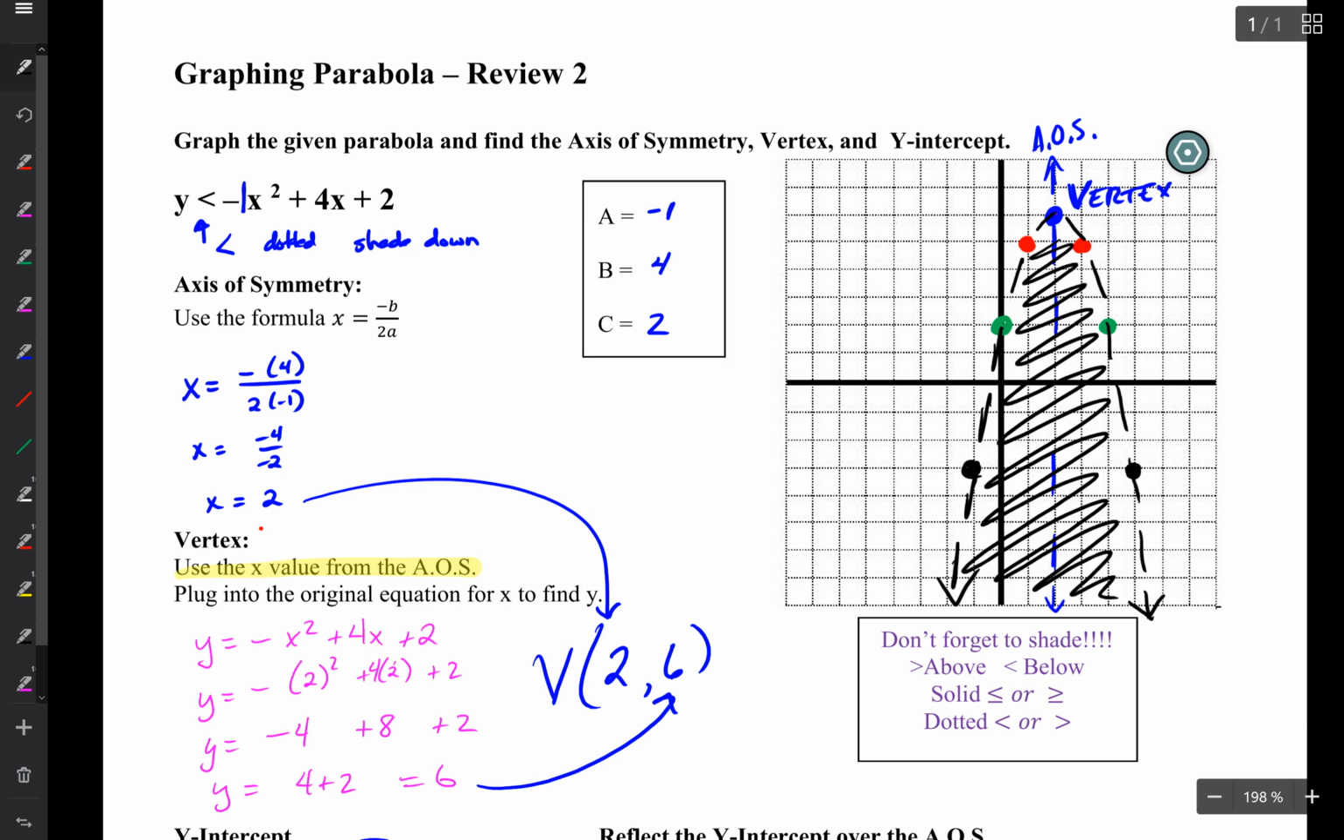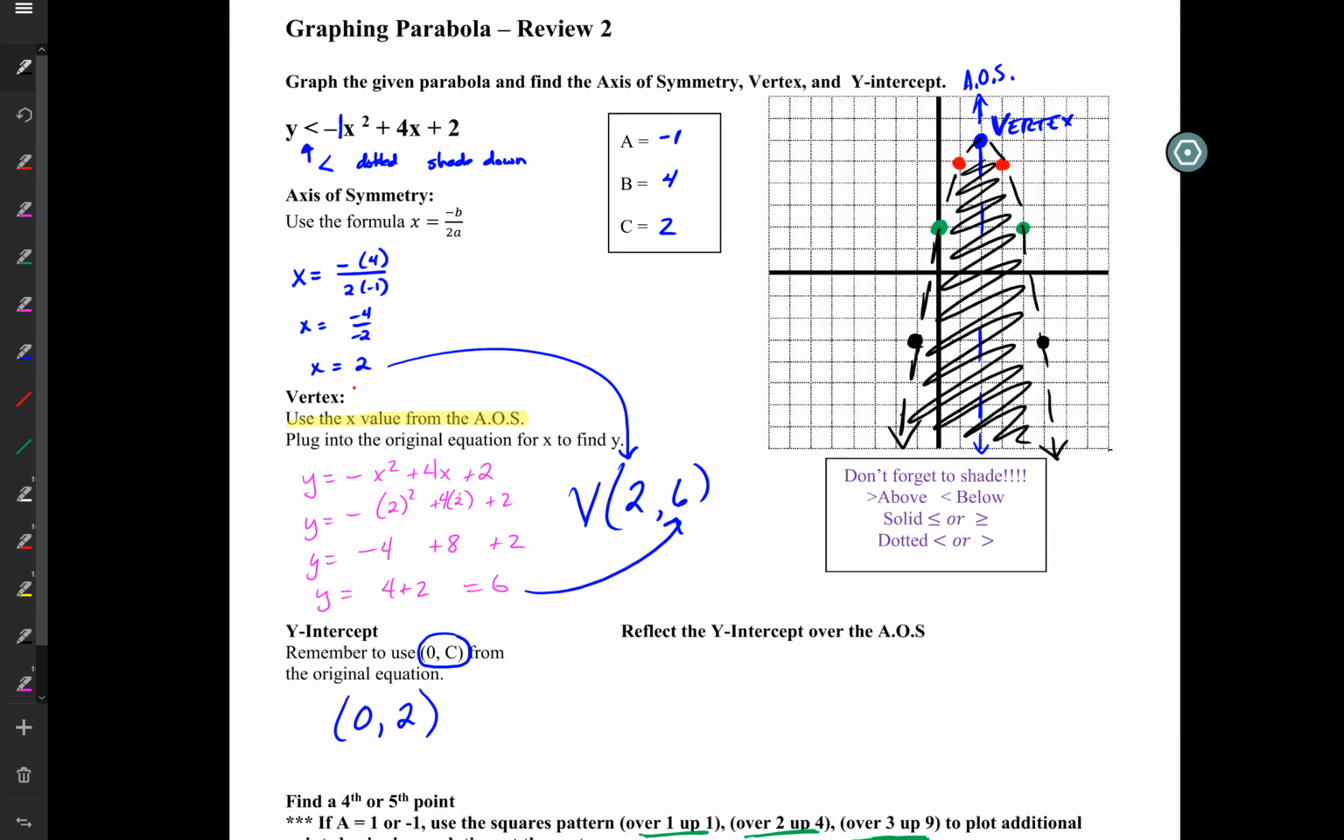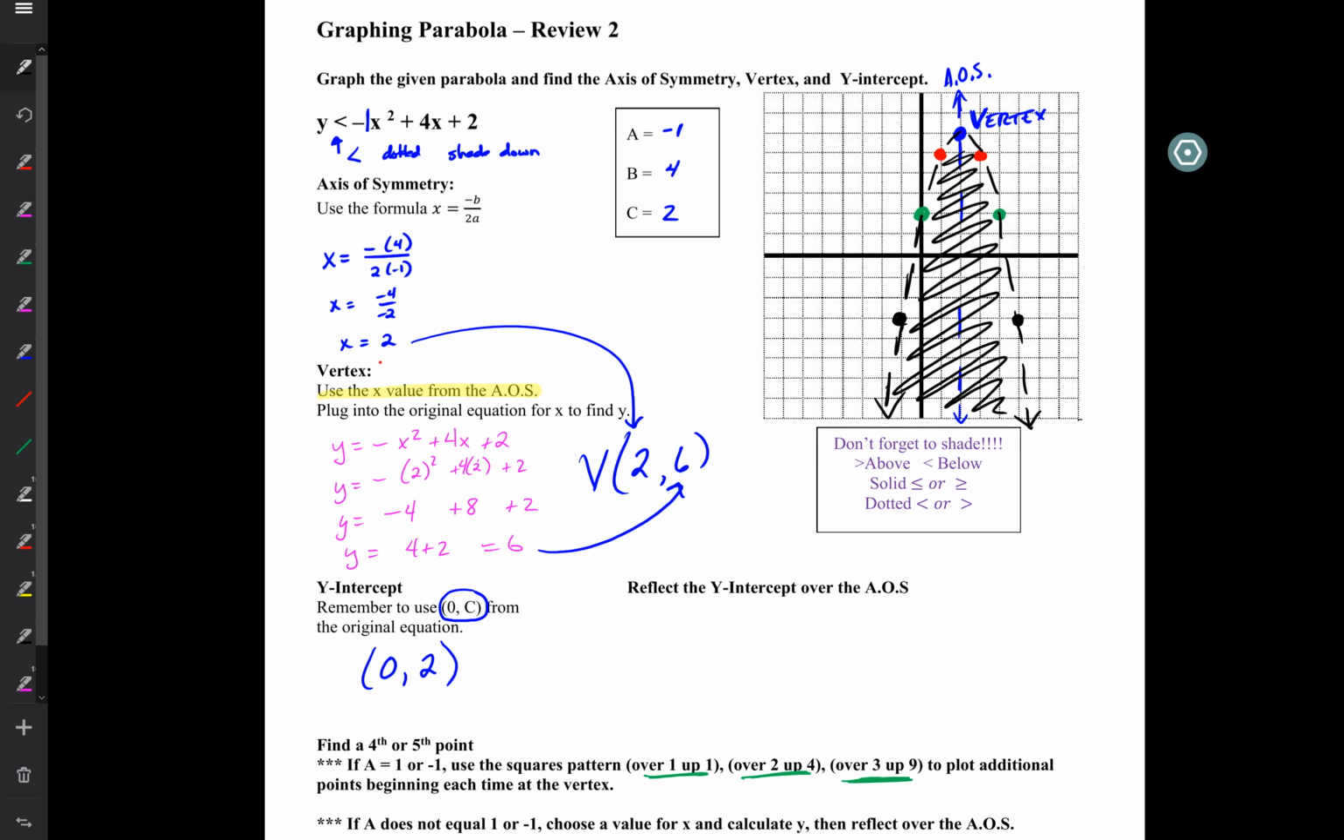And there it is. We've got the y-intercept, we've got the axis of symmetry, we've got the vertex, we did a dotted line, we did at least 5 points, and we shaded it down. Okay? Questions? Any questions?